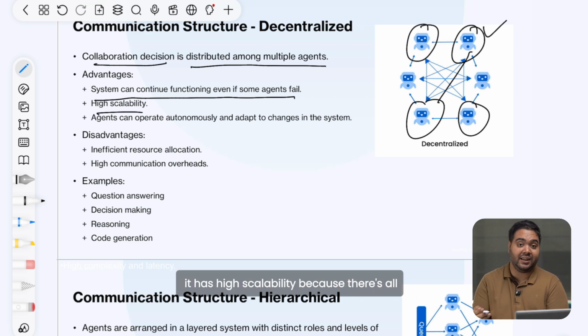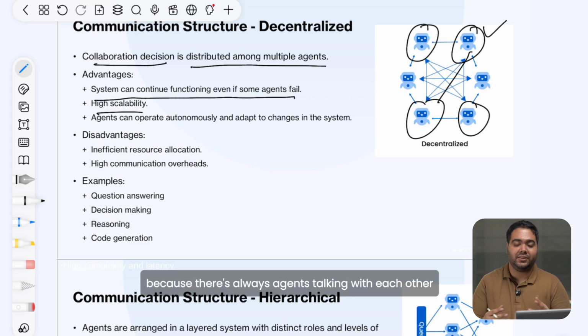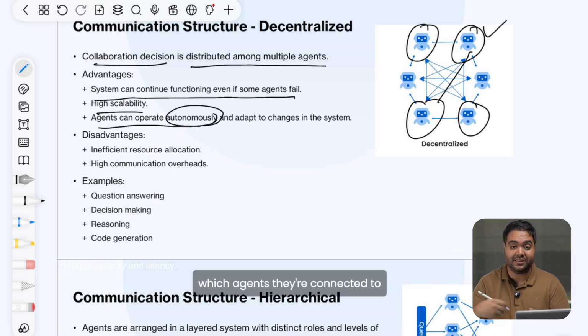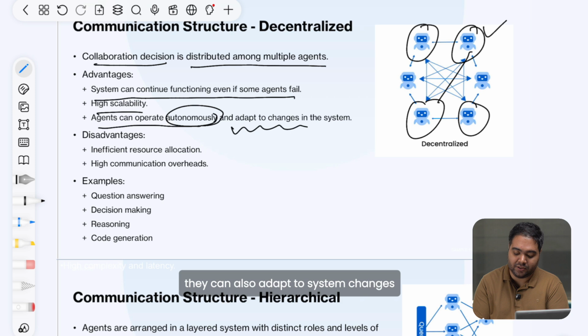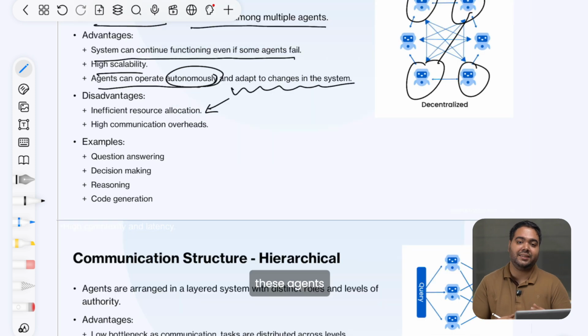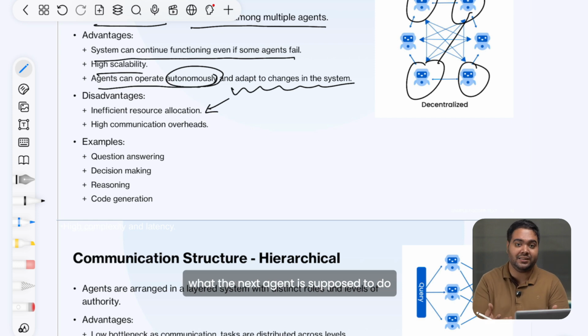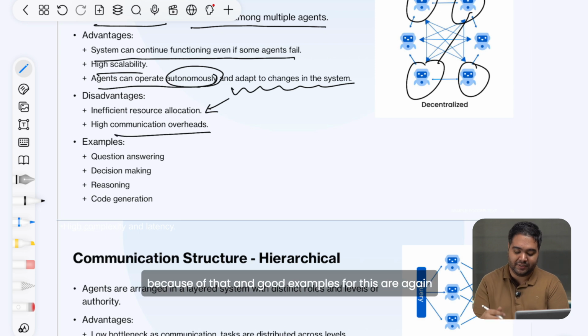It has high scalability because there's always agents talking with each other. And these agents can also operate autonomously because they know which agents they're connected to and what task is supposed to be accomplished by those agents. Because of that, they can also adapt to system changes. These agents are trying to figure out who to send this message to next, also what they're supposed to do, what the next agent is supposed to do. So it does have a bit of an overhead as well because of that.